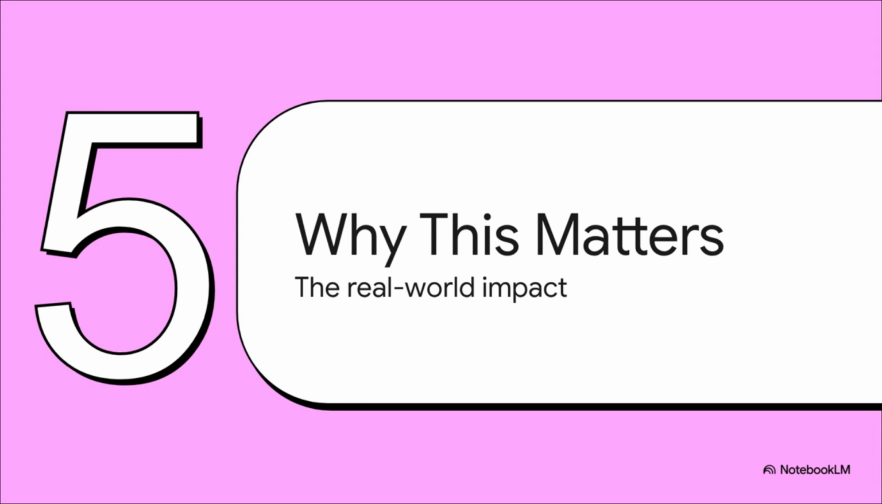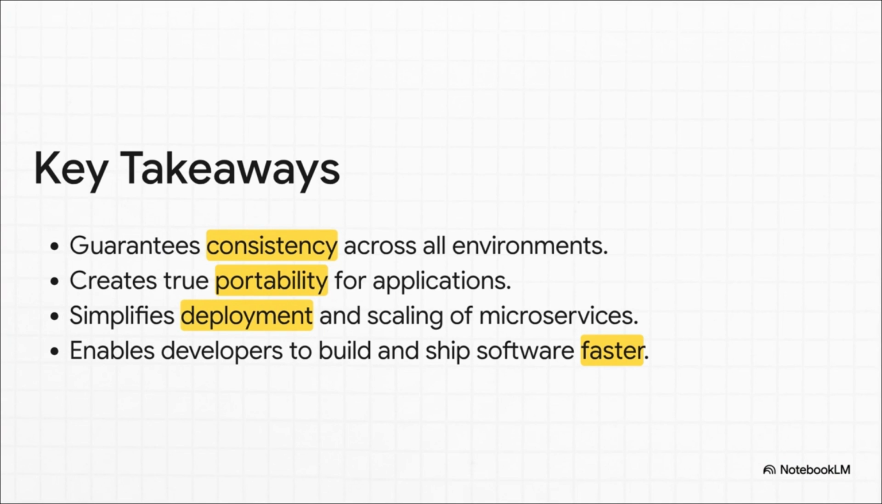So we've covered the what and the how, but let's finish up with the most important part, the why. Why did this technology have such a massive, revolutionary impact on pretty much the entire software industry? Well, when you boil it all down, Docker is the ultimate answer to that "it works on my machine" problem. It guarantees consistency everywhere. It creates true portability, so your apps can run anywhere. It makes deployment so much simpler, and maybe most importantly, it lets developers build and ship software faster and with way more confidence than they ever could before.